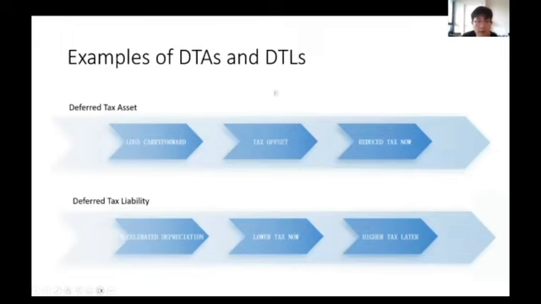Let's take a closer look at practical examples. For a deferred tax asset example, suppose a company experiences a $500,000 loss in a previous year. This loss can be carried forward and used to offset profits in future years, effectively reducing taxable income and lowering the tax burden for that year. For a deferred tax liability, imagine a company using an accelerated depreciation method for its equipment, which results in lower taxable income today. However, since the depreciation benefits are front-loaded, it creates a deferred tax liability, meaning tax will need to be paid in future periods when depreciation deductions are reduced.